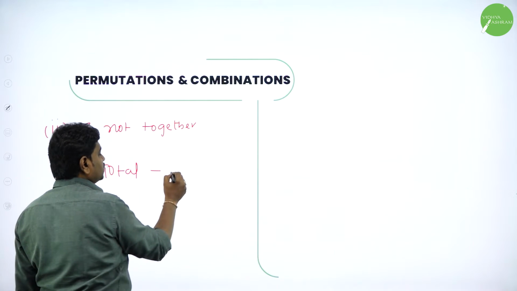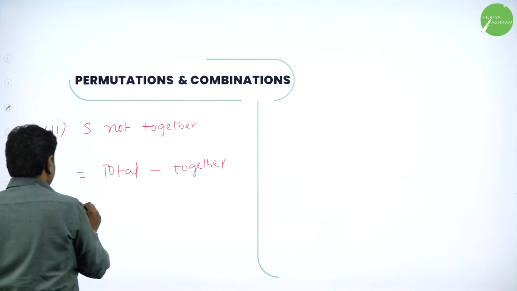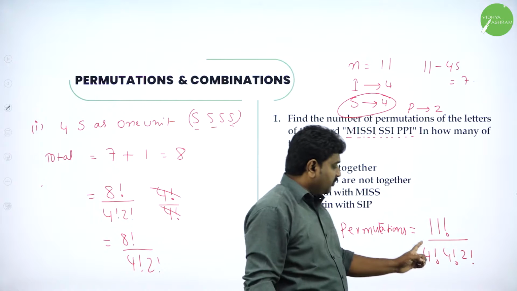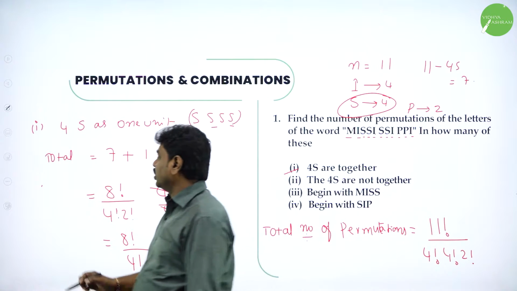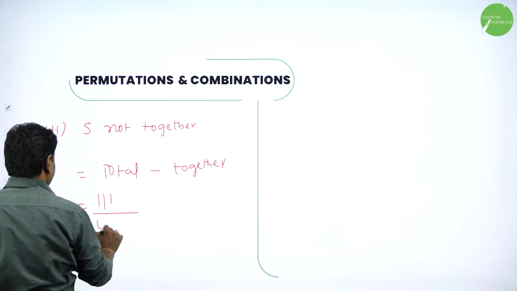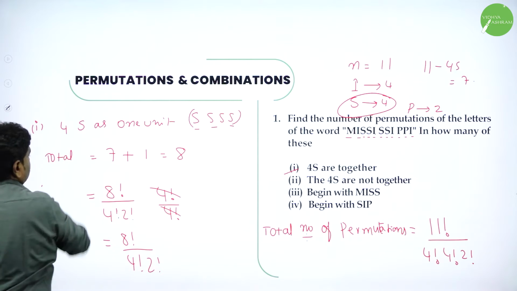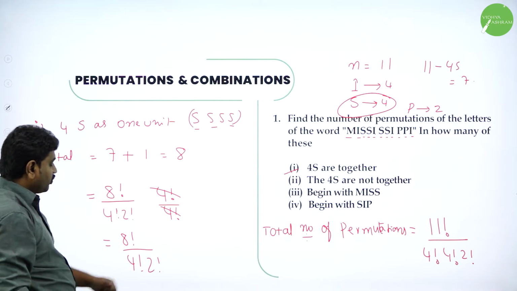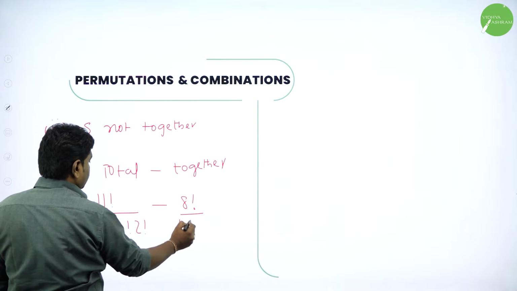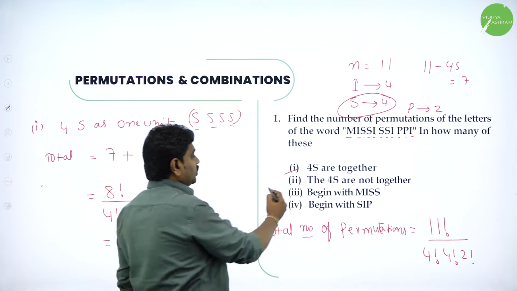Total, how many permutations are there? Minus together. So total, I taught you how to calculate total. We have done it in the last slide. So total, we have 11 factorial divided by 4 factorial into 4 factorial into 2 factorial. Total is 11 factorial divided by 4 factorial into 4 factorial into 2 factorial, minus together. Just now we got together. Together how much? 8 factorial by 4 factorial into 2 factorial. Minus 8 factorial by 4 factorial into 2 factorial. So we are done with not together.